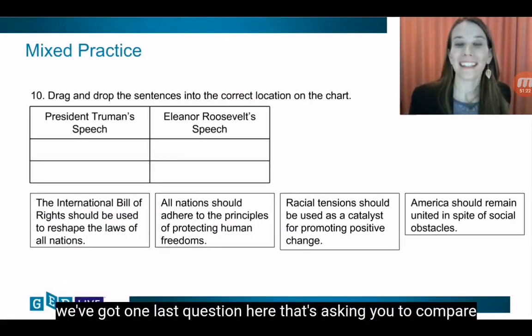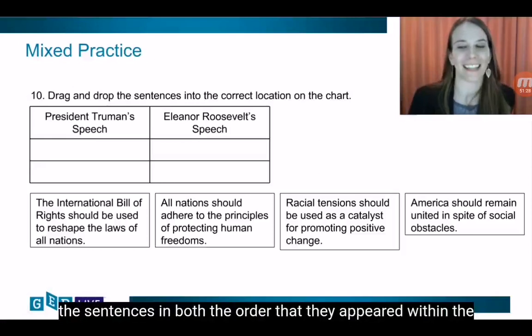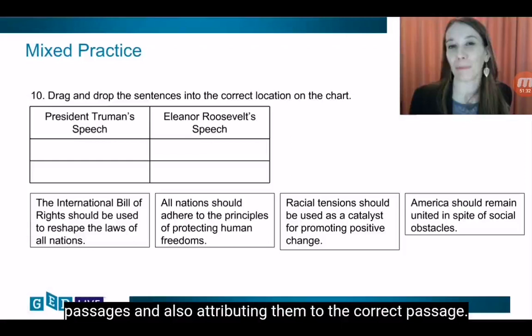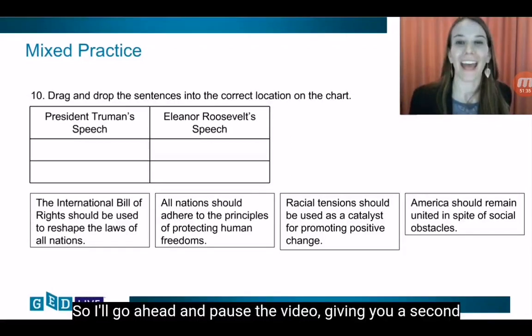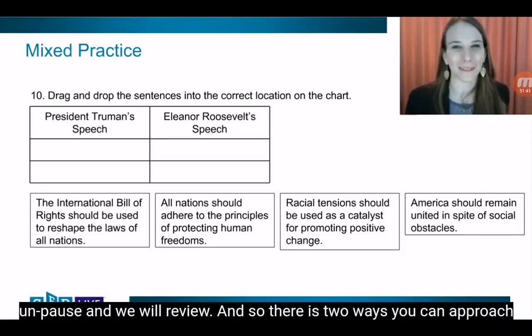All right, we've got one last question here that's asking you to compare the two passages. This is a drag and drop, ordering the sentences in both the order that they appeared within the passages and also attributing them to the correct passage. So I'll go ahead and pause the video, giving you a second to look back at the text and reorder these correctly, then unpause and we will review.